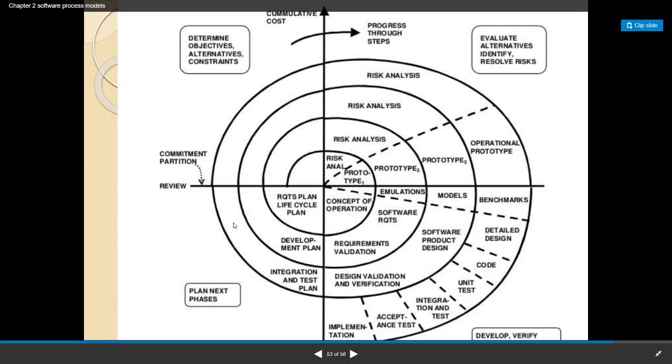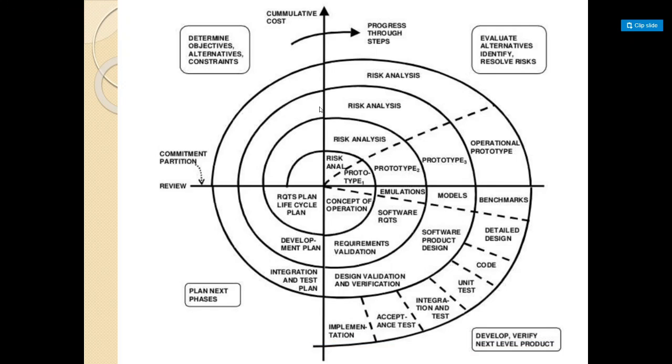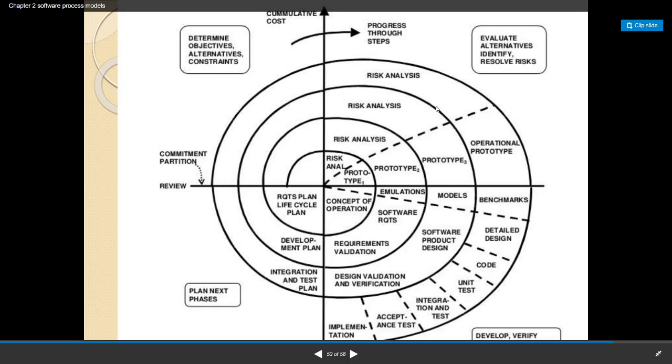Development plan is done. Again next here, determine objectives, alternatives and constraints. Risk analysis is calculated. Prototype 3 is developed. Models are built on that. Then software product design is made. Design validation and verification is done. Then integration and test plan is done. Again determine the objectives, alternatives and constraints. Check the risk analysis. Then operational prototype is done. That is how actually your software would be working. Up to that step it will be developed.